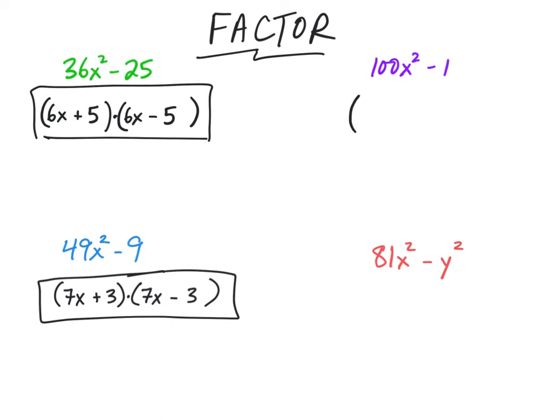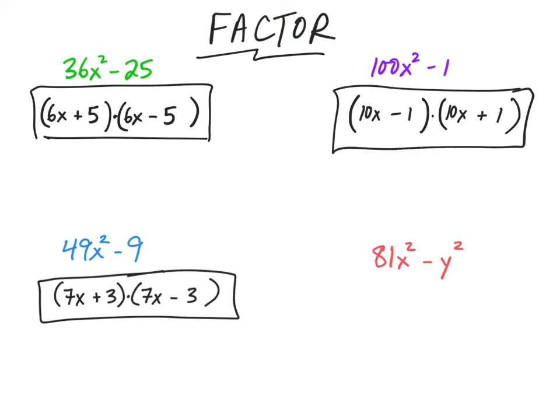100 is a perfect square. X squared is a perfect square, and 1 is a perfect square. 100 is 10 times 10. X squared is x times x. 1 is 1 times 1. I can do negative times positive. It doesn't matter what order I go in, as long as I have one positive and one negative.